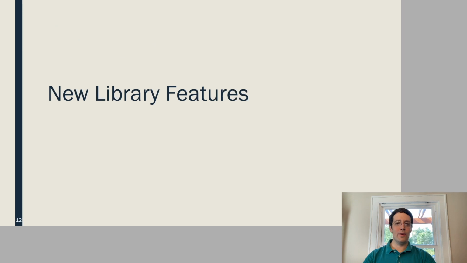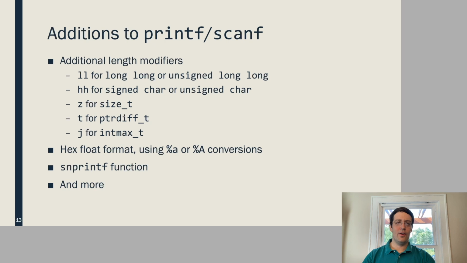So now I will get into some new library features that are supported. One of the significant ones is that there are some additions to printf and scanf, the formatted output and input functions. And one of the big ones is additional length modifiers for various types. So you have now LL for long long or unsigned long long, which, as I mentioned, are those 64-bit integer types that have been added. There are also now explicit length modifiers for signed or unsigned char, for size_t, ptrdiff_t, intmax_t. So this just allows you to conveniently print or scan in any of those types.